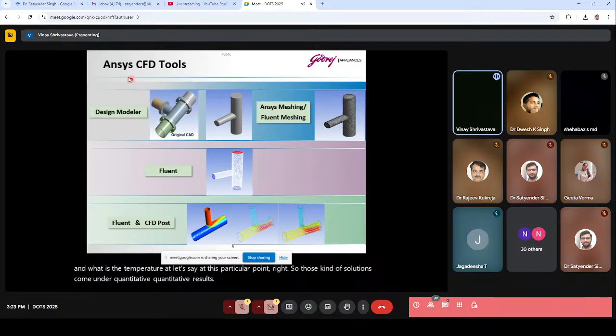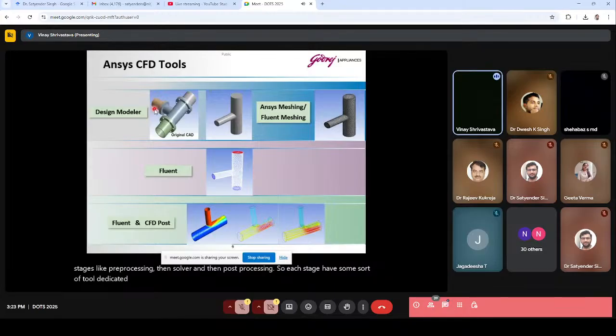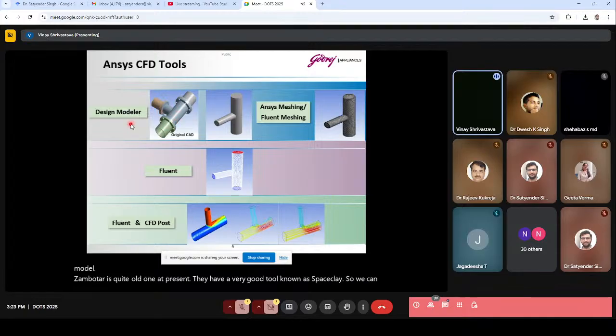And then coming to the ANSYS CFD tools, like I showed you earlier, we have certain stages like pre-processing, then solver, and then post-processing. Each stage has a dedicated tool. For geometry cleanup or geometry creation, ANSYS has a tool called Design Modeler. Design Modeler is quite an old one. At present, they have a very good tool known as SpaceClaim. So we can do the cleanup part in SpaceClaim as well.